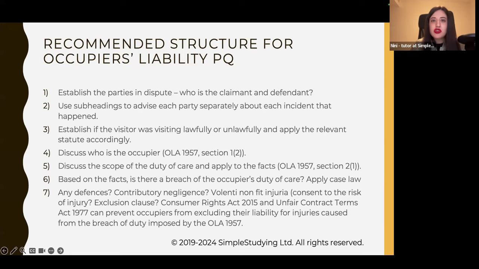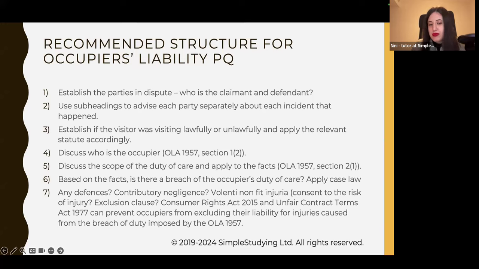Finally, you should discuss if there are any defenses that apply in the facts of the case. Defenses: contributory negligence, volenti non fit injuria. This is the one where there is consent to the risk of injury. If there is an exclusion clause, that can be a defense.